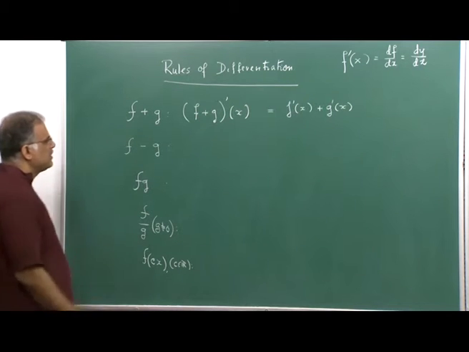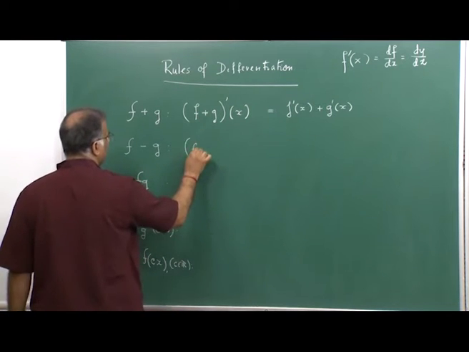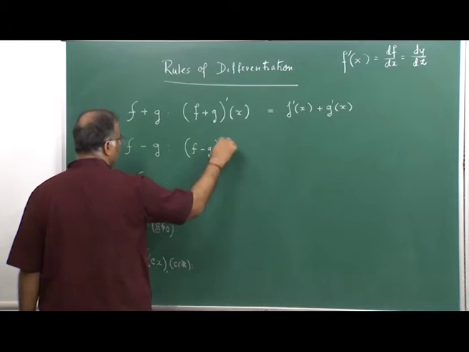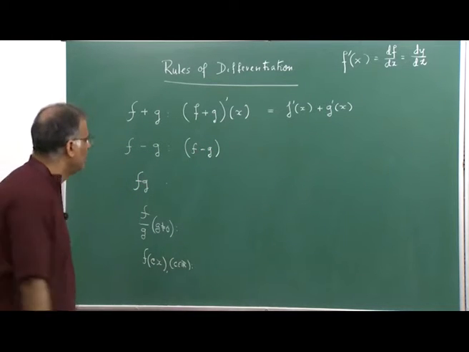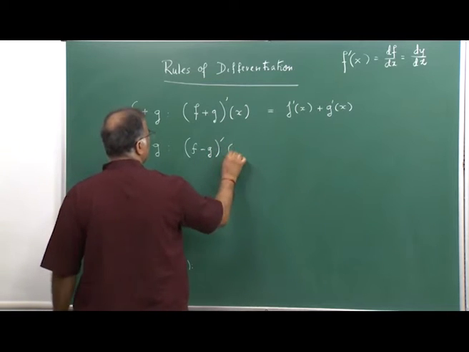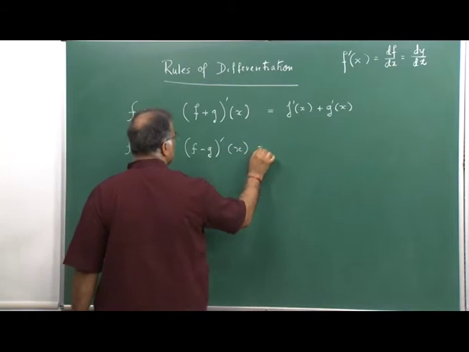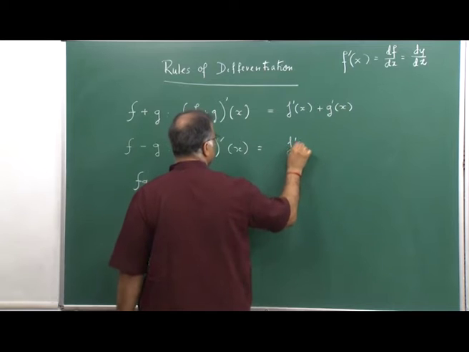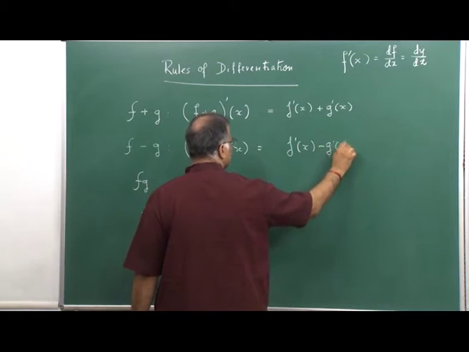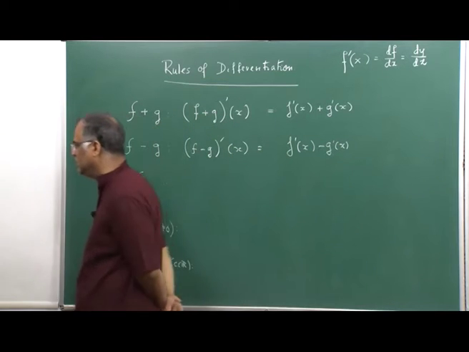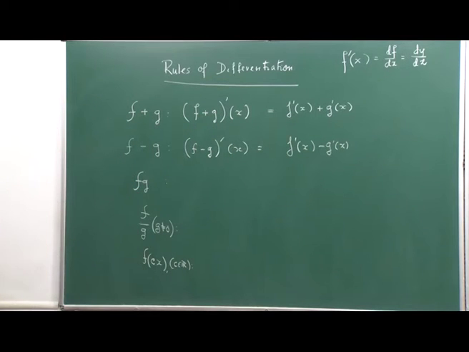Now, in this case you know the meaning of f minus g, that is, at any point x the functional value of f minus g is evaluated as f of x minus g of x. So, if I compute the derivative of this, it would give me just this. So, this is pretty well known.